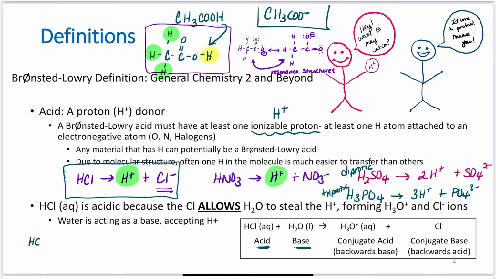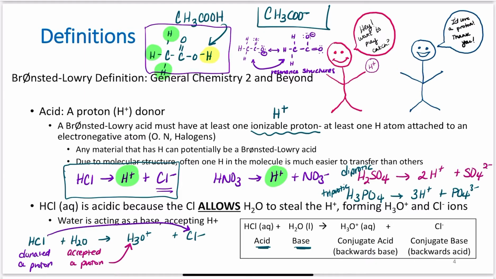So if I write it out like that, HCl plus water, I see this forming H3O+ and Cl-. And yes, this is what's written in the box. But this has accepted a proton. We'll talk about that in the very next slide. Bases accept protons. And now we see it's got a proton. This has donated a proton. And we see it's missing a proton.